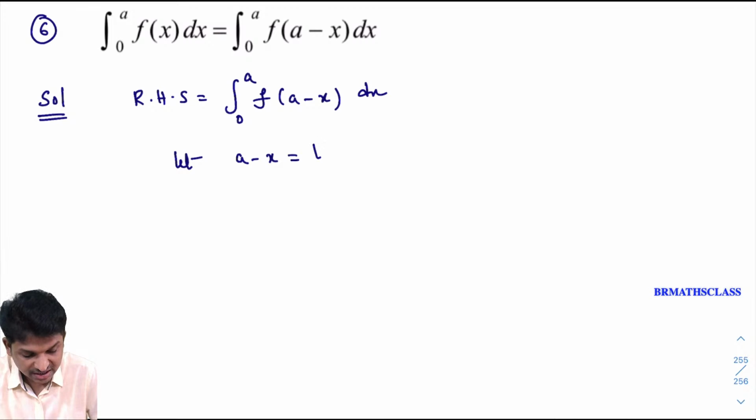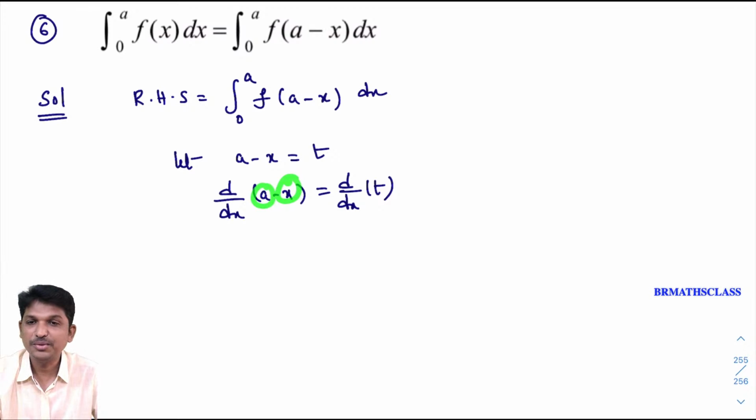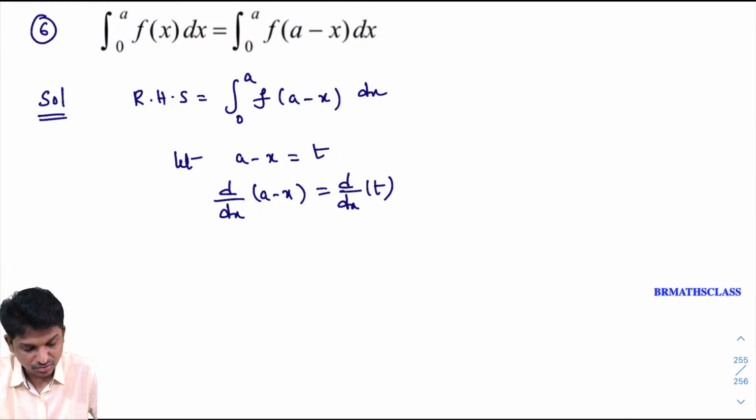Now what to do? I need to differentiate this. d by dx of a minus x equal to d by dx of t. Derivative of a is 0. Derivative of x is 1. 0 minus 1 is what? Minus 1. So the derivative of a minus x is minus 1, equal to dt by dx. From this, what is dx? dx is minus dt. That can be understood easily.